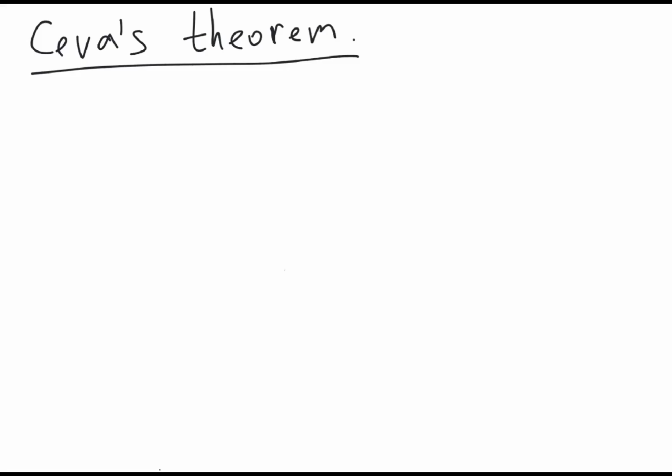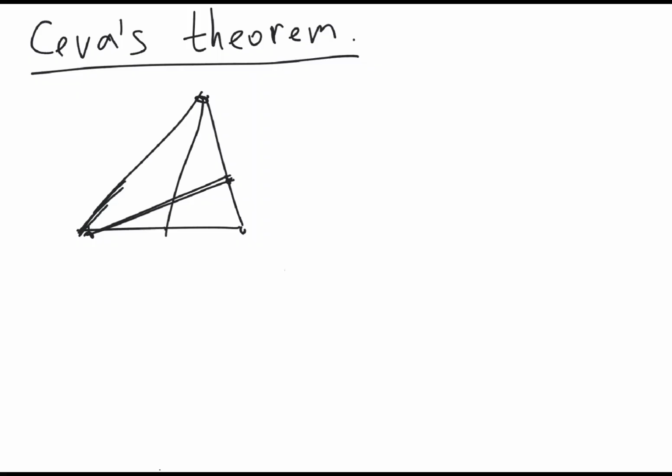Okay, in this video I'm going to talk about Ceva's theorem. So basically the theorem is a criterion for when the lines connecting the vertices of a triangle with some points on the opposite sides, or more precisely on the lines containing the opposite sides, intersect at a single point.